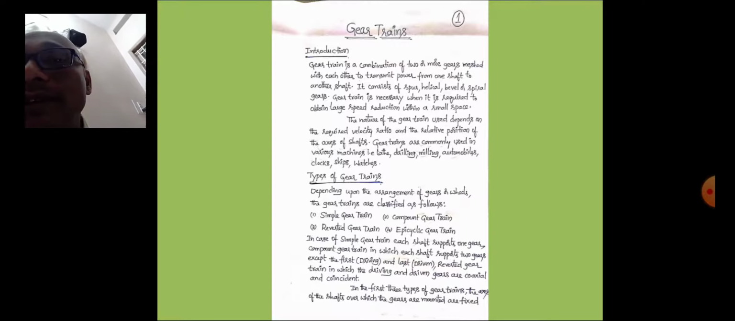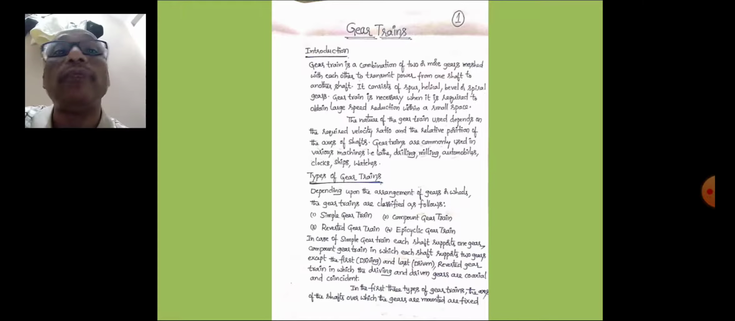Whereas in case of reverted gear train, that is the third type of gear train, the driving and driven gears are coaxial and coincident. So these are the three points one should remember in order to distinguish what type of gear train it is.